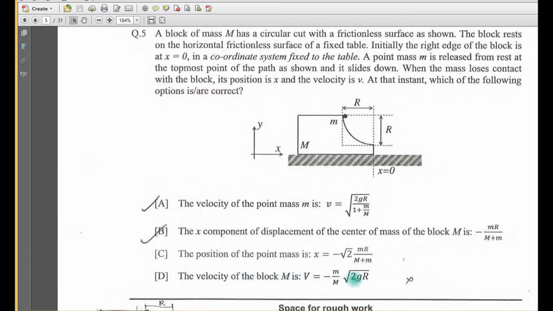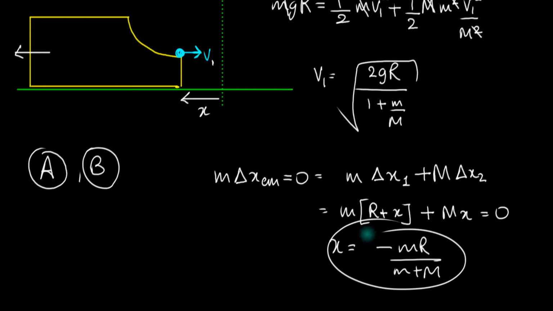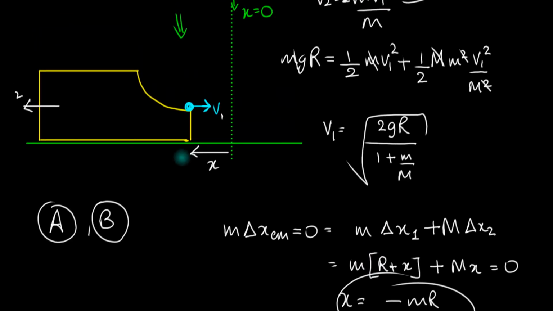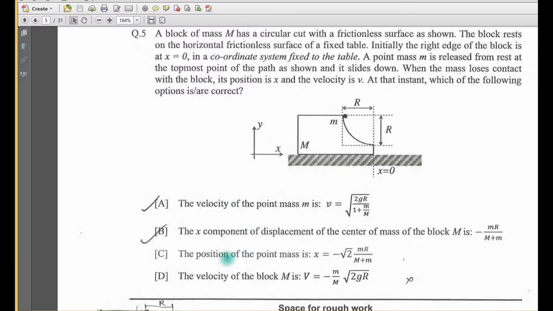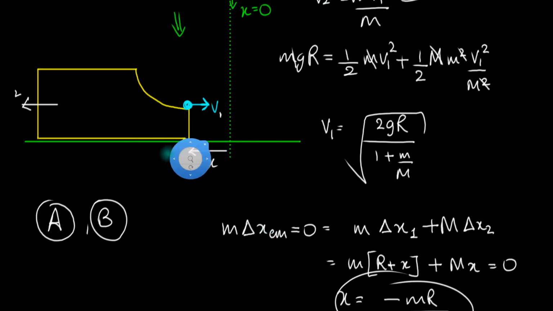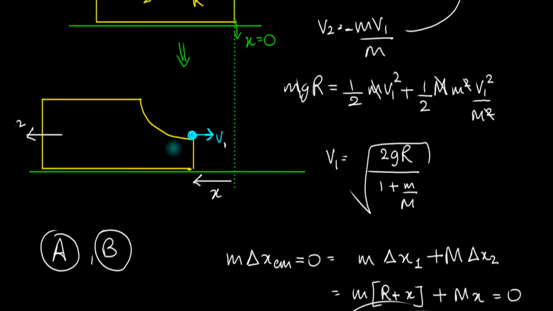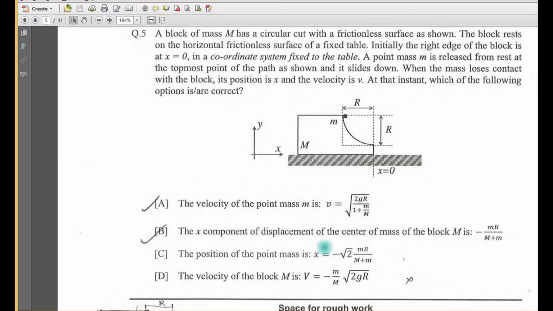The position of the point mass is x equals minus 2. The point mass must also be at the same position. Now, come on, I'm talking about the x position. The x position has to be the same. I have no idea what that option is. That's not true.